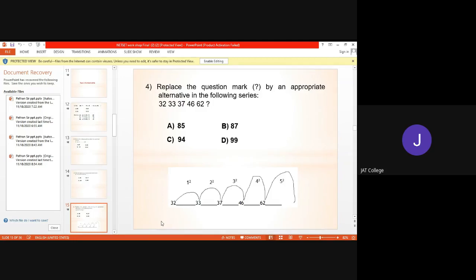So in this way, we can say that the difference is the square of the numbers. Okay. So we have to use the square of 1 between 32 and 33. Then between 33 and 37, square of 2, that is 4. Then between 37 and 46, square of 3, that is 9. Between 46 and 62, the difference is 16, that means square of 4. And definitely the next number will have the difference of square of 5, that means 25. So 87 will be the correct answer.